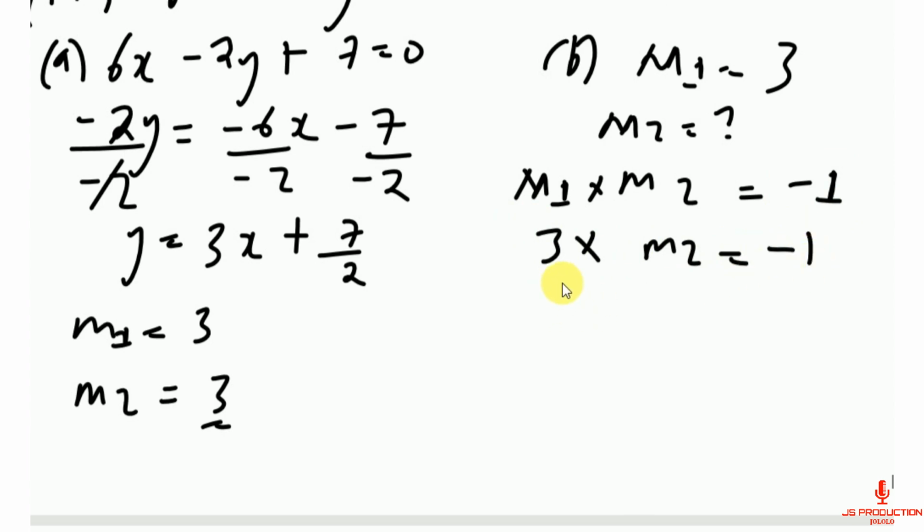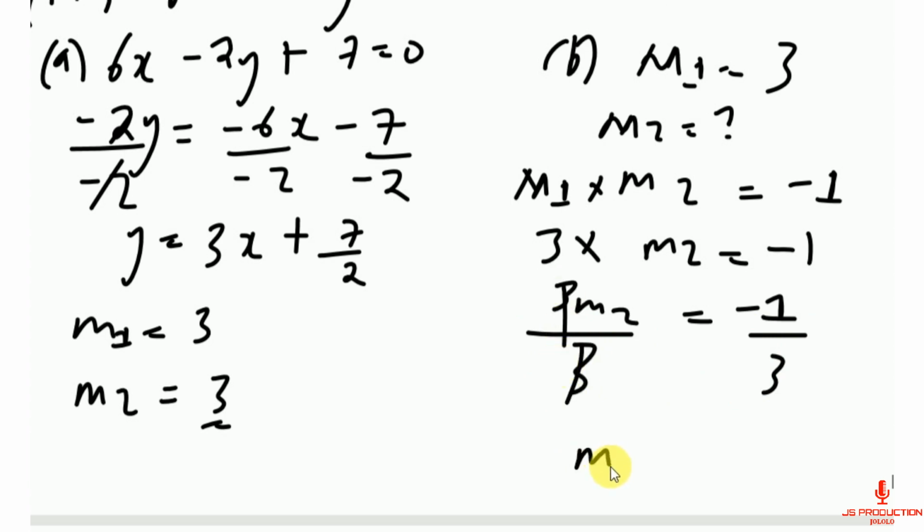So we can say 3m2 is equal to -1. Finding our m2 there, we can say divide by 3. So our gradient 2 there is going to be -1/3. So that will be the gradient of the perpendicular line.